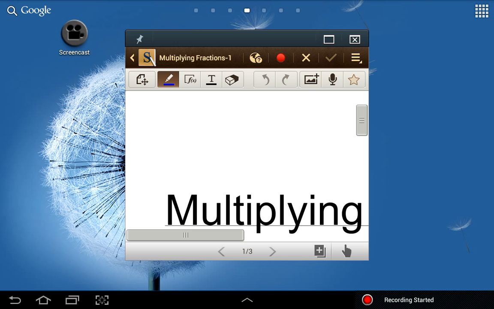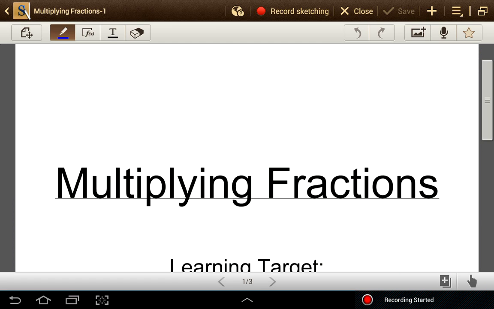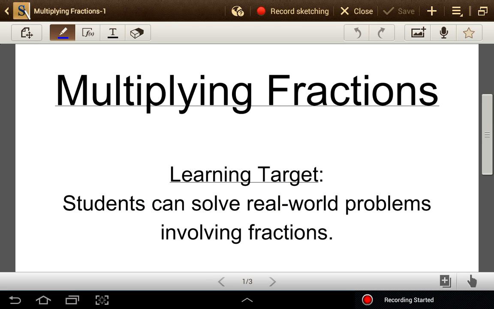Let's do our video on multiplying fractions. Our learning target for multiplying fractions is students can solve real-world problems involving fractions. So eventually we're going to build up to doing some problems that have multiplying of fractions in them. This video will just be the basics on how to multiply some simple fractions. If you're ready to move on, go ahead.